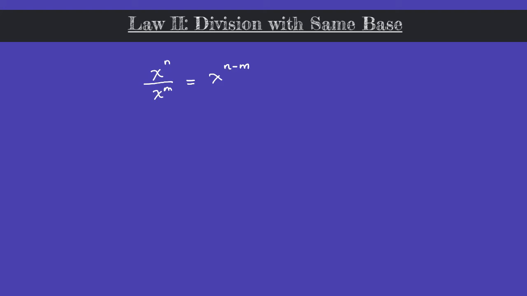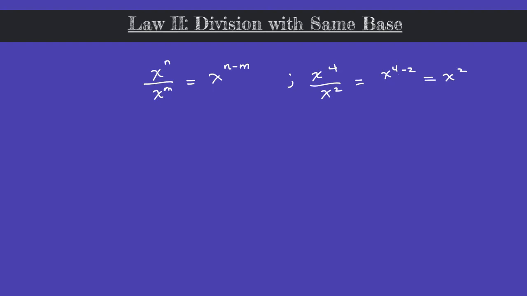So if we were to change n and m into numbers, then we'll have something like this. x to the power of 4 divided by x to the power of 2 can be rewritten as x to the power of 4 minus 2. Let's change that. 4 minus 2, which should be x squared.